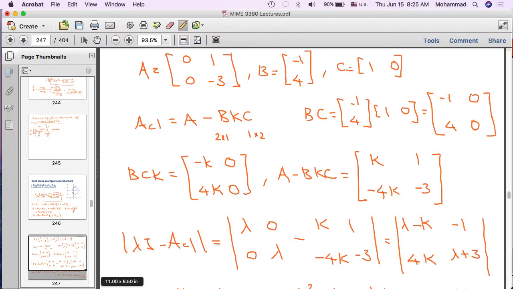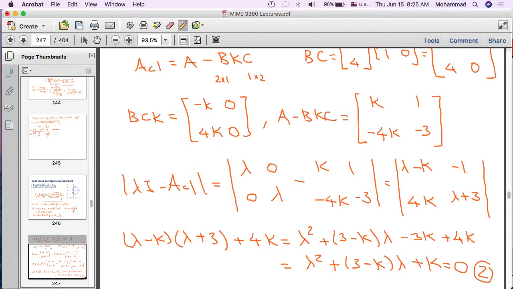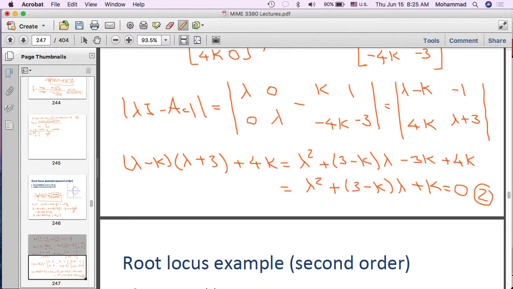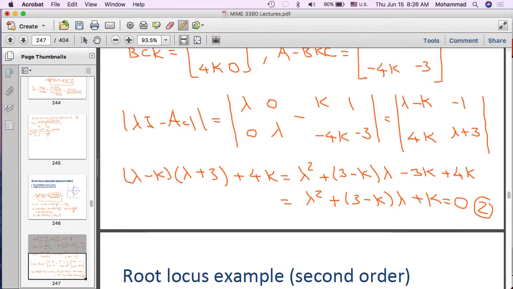Then we went ahead and found the eigenvalues of the closed loop, and we showed that they're identical. The polynomial for the eigenvalues of the closed loop system was identical to the polynomial of the denominator of the closed loop transfer function.